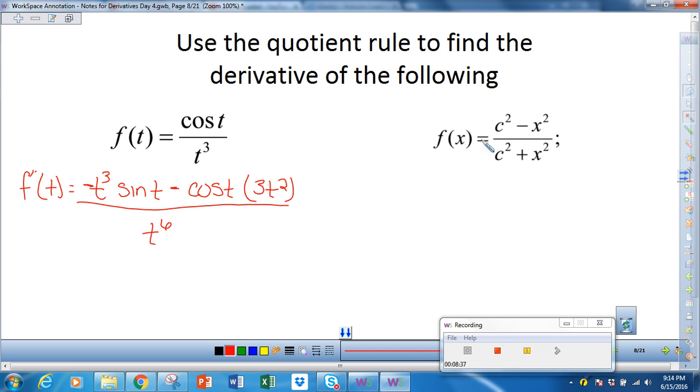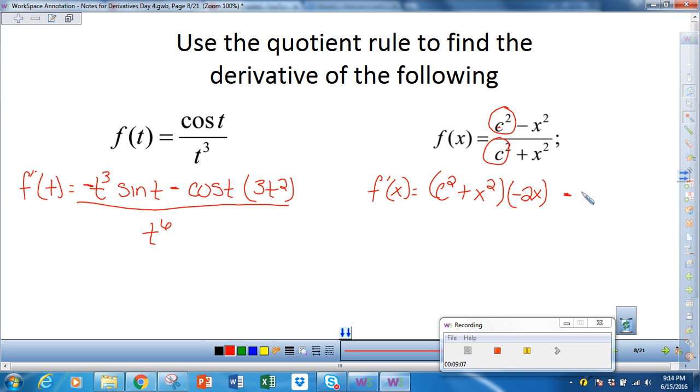Okay? All right, when you're doing this one, you have to remember that these are constants. And the derivative of a constant is 0. Even though it's called c squared, it's still a constant. So we're going to take low times the derivative of the high. Because c squared is a constant, its derivative is 0, so that just be negative 2x.